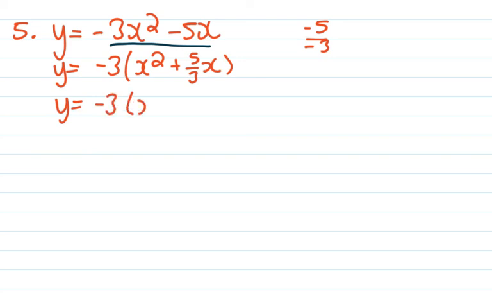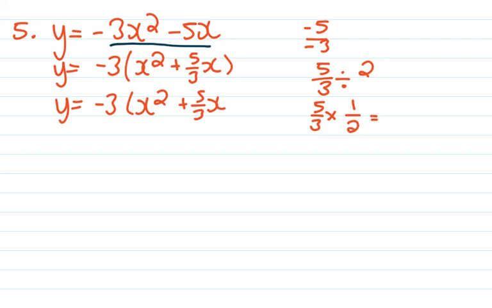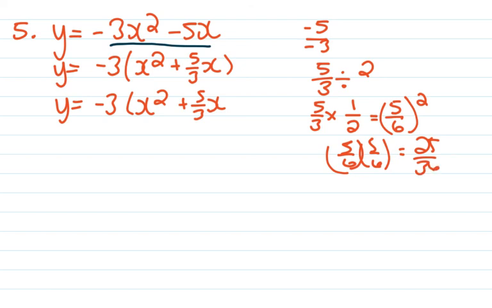Now look at our b value, which is 5/3. Divide it by 2 and square it. So 5/3 divided by 2 is the same as 5/3 times the reciprocal, which is 1/2, which is 5/6. And now we need to do 5/6 squared. So that would be 5/6 times 5/6, which is 25 over 36.